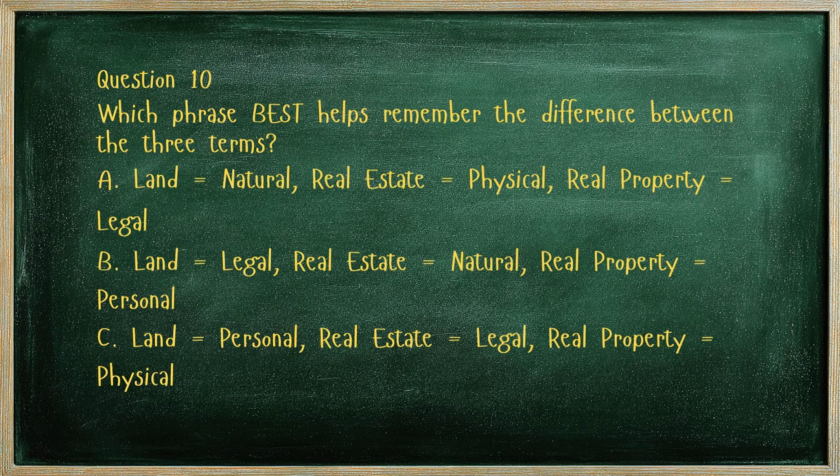Which phrase best helps remember the difference between the three terms? A, land equals natural. Real estate equals physical. Real property equals legal. B, land equals legal. Real estate equals natural. Real property equals personal. C, land equals personal. Real estate equals legal. Real property equals physical. The answer is A, land equals natural, real estate equals physical, real property equals legal.